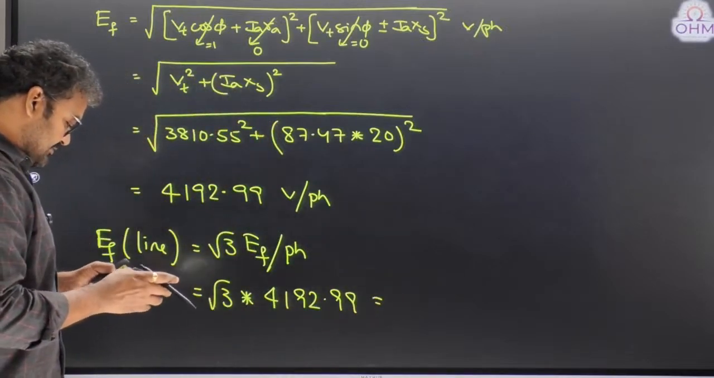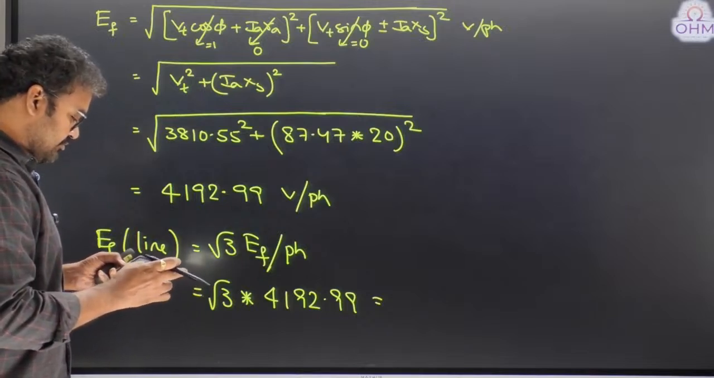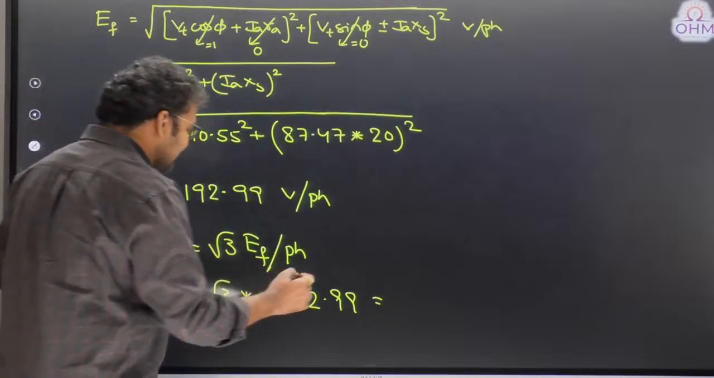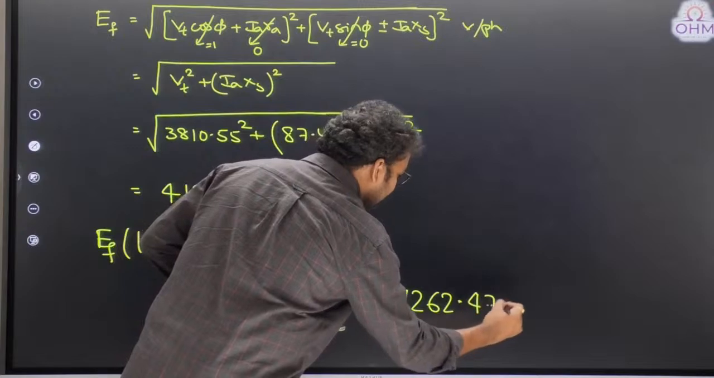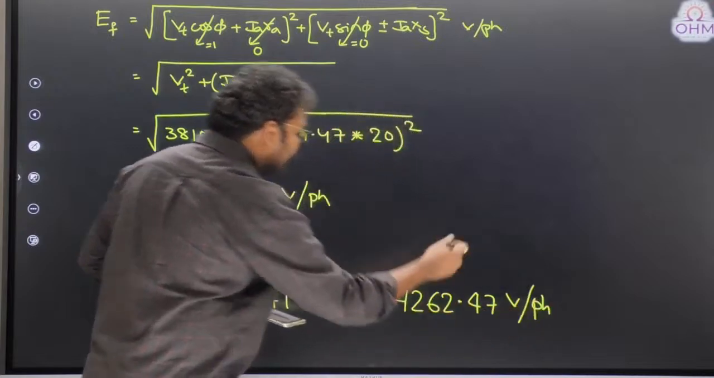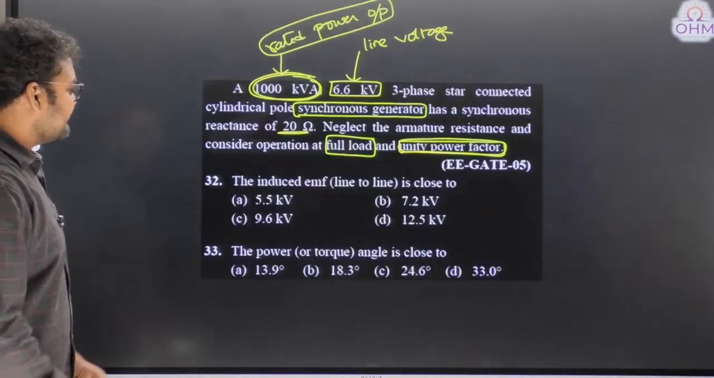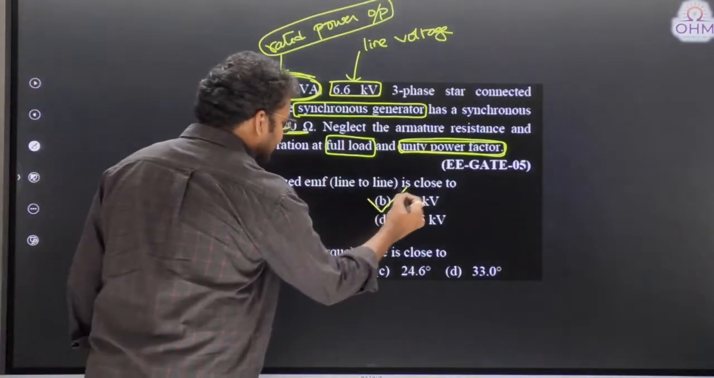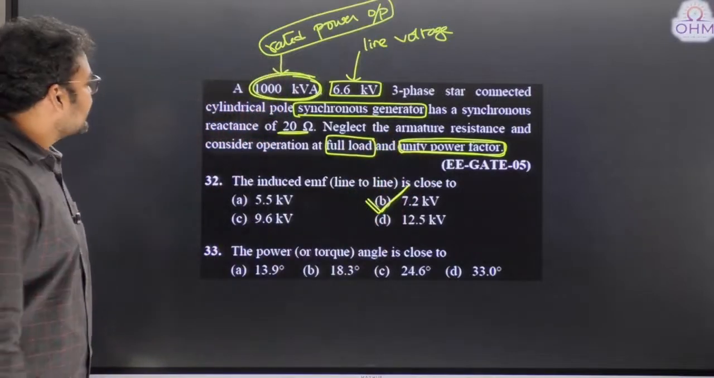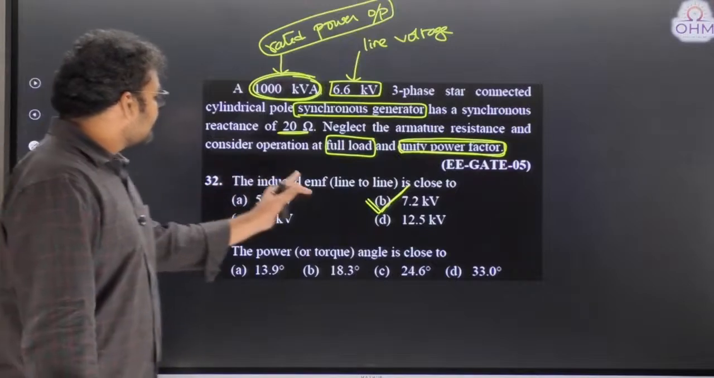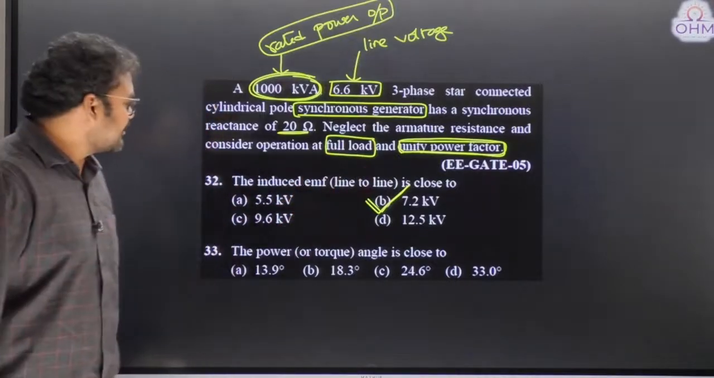So root 3 into 4192.99. So I'm getting 7262.47. This is the volt per line, and you can convert into kilovolt now. 7.26 kilovolt. That means the second option. Okay, second option. Clear? So this is about the induced EMF line to line for a unity power factor load.